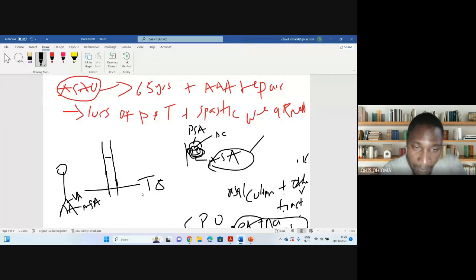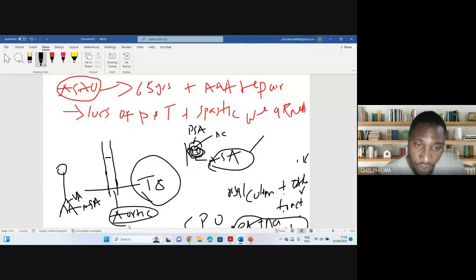Now, if this happens at the level of T8, I told you that the vertebral artery is what gives rise to the spinal artery. When it gets to the level of T8, the spinal artery no longer comes from the vertebral artery. It actually comes from the aorta. That is why injury to the aorta is a big issue. That is why an aortic aneurysm repair causes anterior spinal artery occlusion, because why?